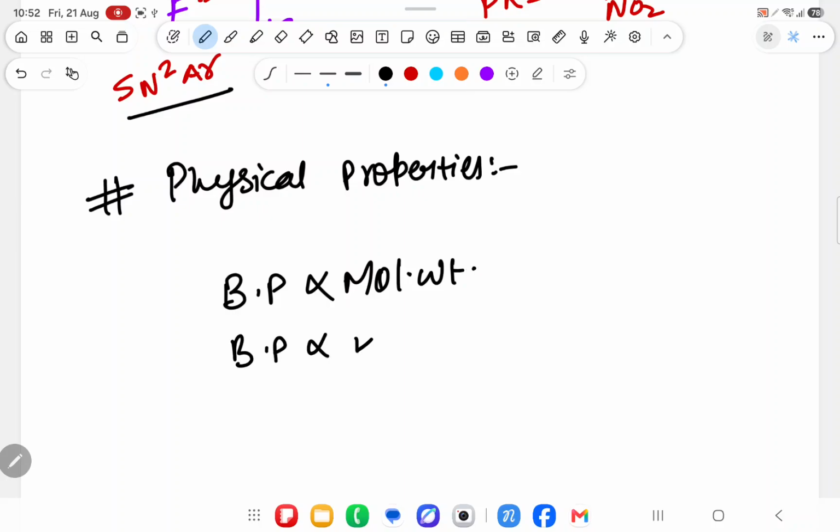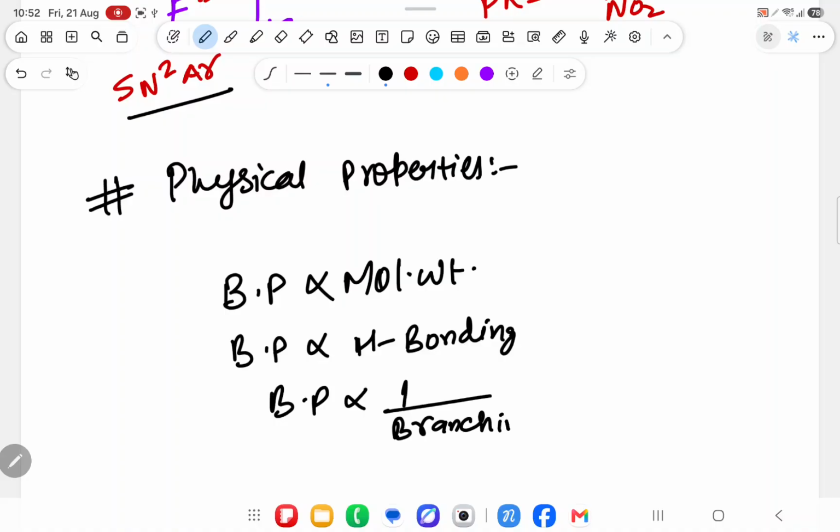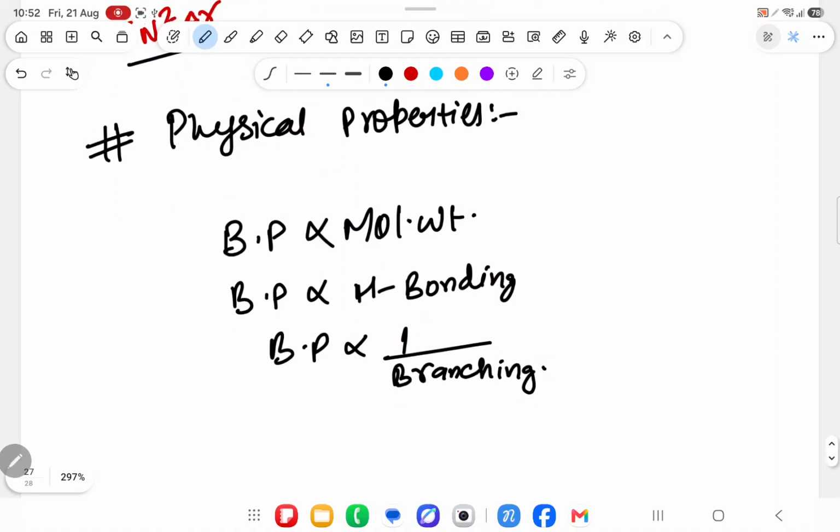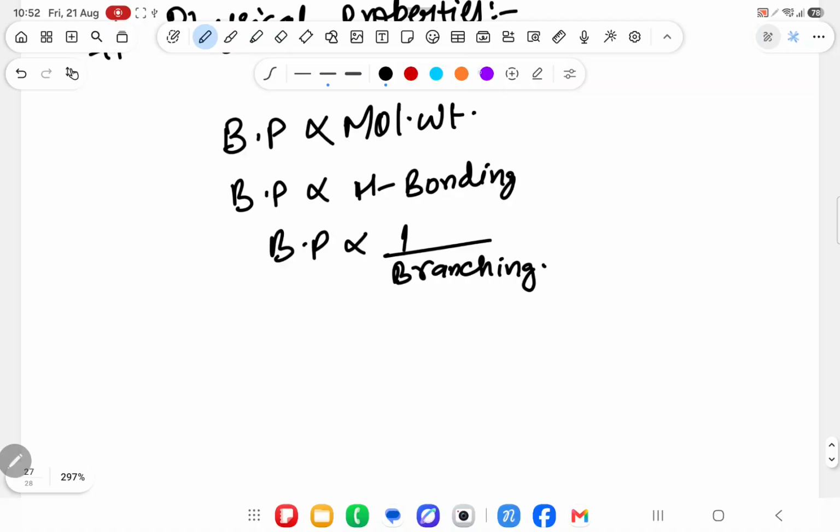Boiling point is directly proportional to hydrogen bonding. Boiling point is inversely proportional to branching. And for boiling point, you already know lots of things. Suppose I have given one question.